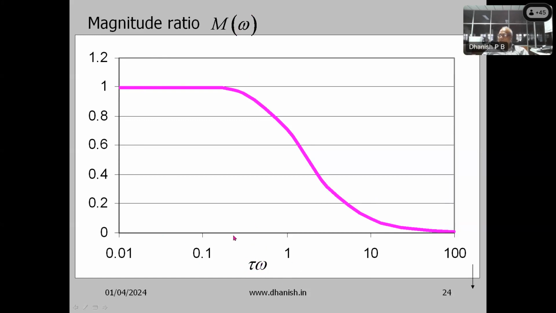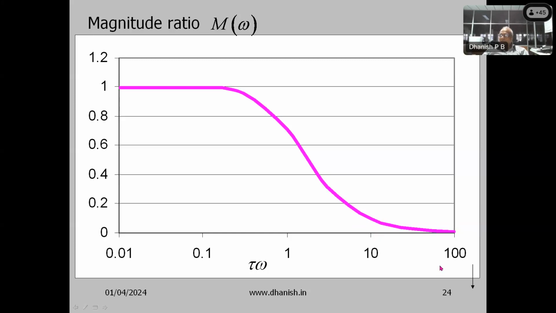When tau omega is very small, magnitude ratio is close to 1 till about 0.1 or around that. Then it starts coming down, and by about 10, it is less than 0.1. So that means even though we are giving a sinusoidal signal of amplitude A, the output signal is less than 10% of the original amplitude.